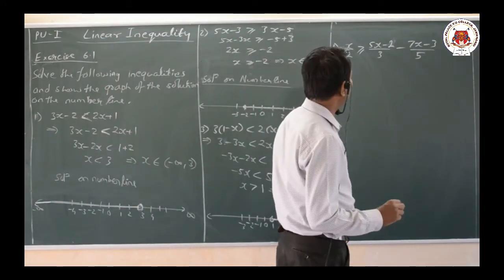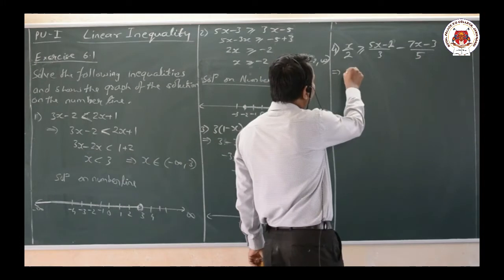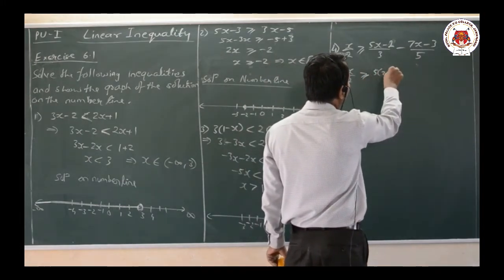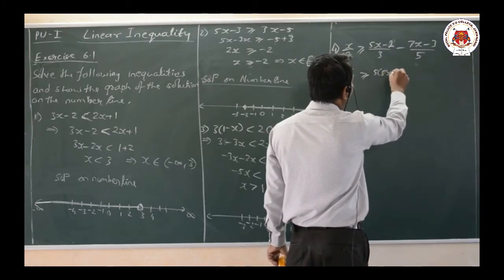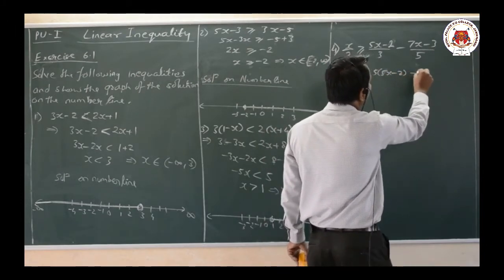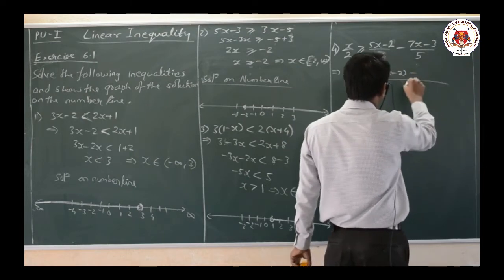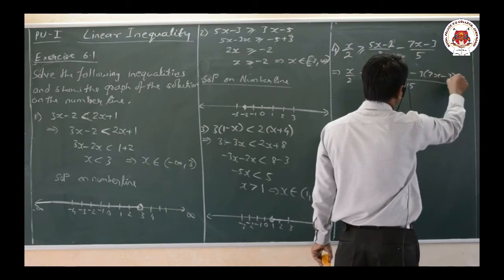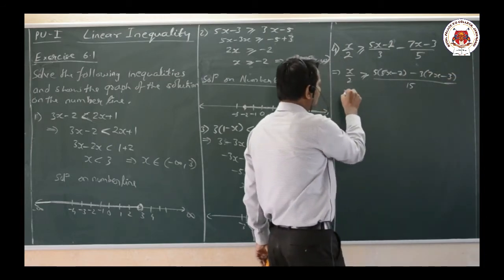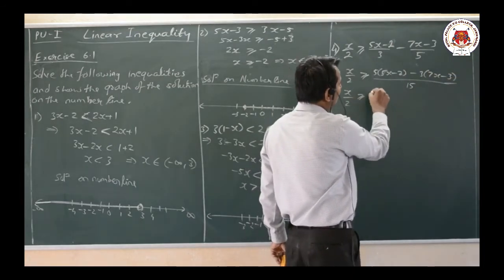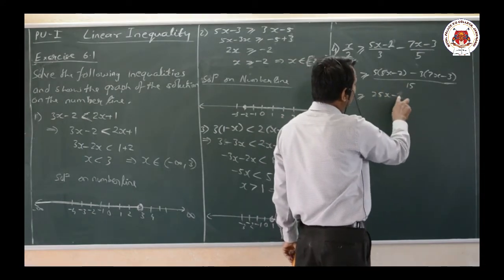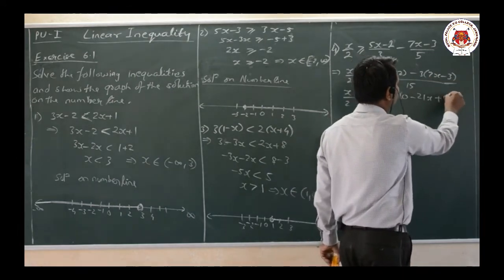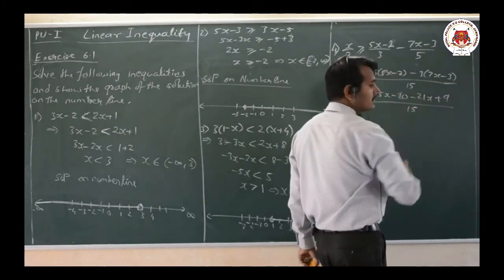The fourth example is very simple. Now what we have taken here is x by 2 greater than or equal to, I will cross multiply. That is 5 into 2x, and 5 into 5x minus 2, minus of, taking the LCM, 5 threes are 15, dear students. Next, 3 into 7x minus 3. Now after multiplying, x divided by 2 greater than or equal to 25x minus 2, 5 twos are 10, minus 7 threes are 21x, minus into minus plus 9, whole divided by 15.